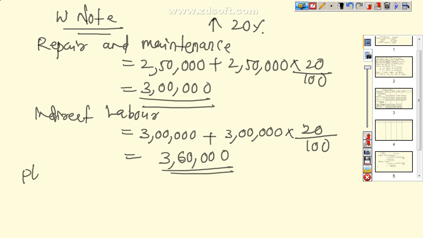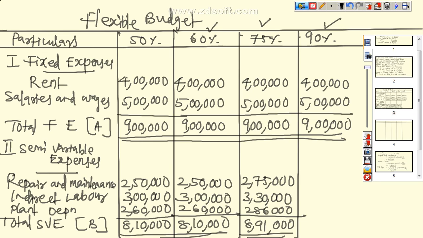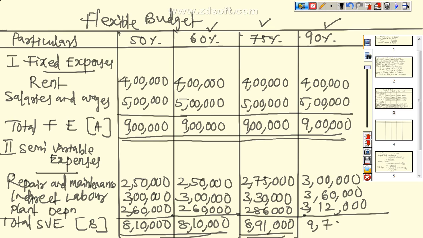And third item is plant depreciation. Plant depreciation amount is equal to 2,60,000 plus 20% of 2,60,000, that is 2,60,000 into 20 upon 100, that is equal to 3,12,000. So we write these answers in the main table: here we write 3 lakh, second amount 3,60,000, and next we have calculated 3,12,000. So the total is equal to 9,72,000.